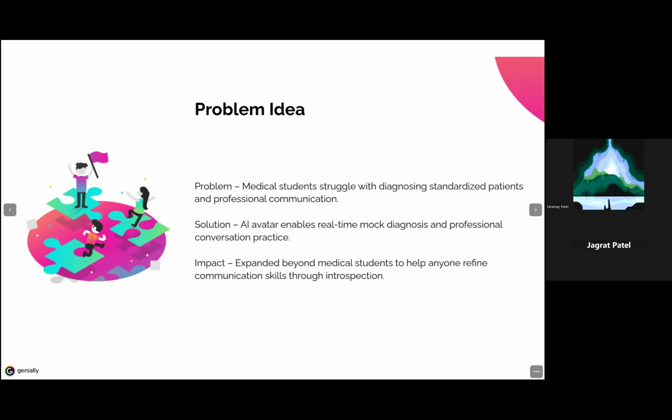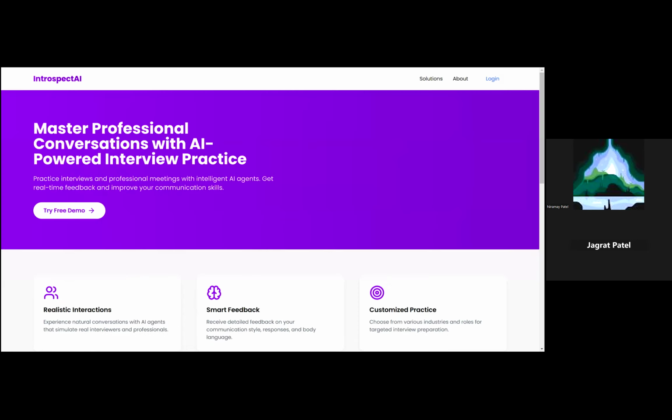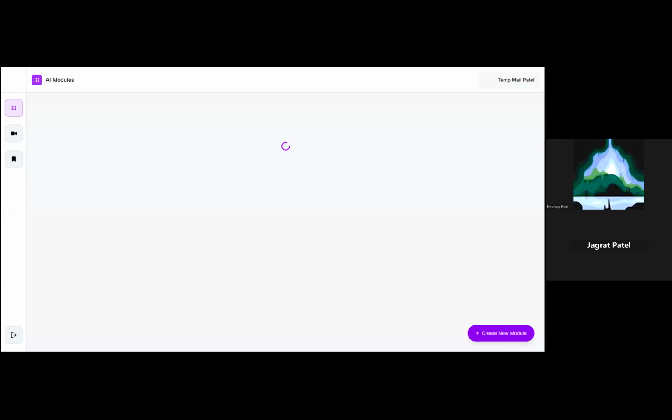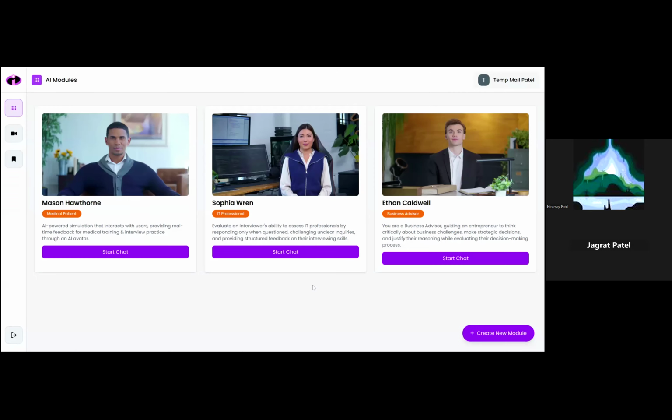Introspect AI allows the user to introspect on his or her mistakes made during the conversation. So here is a real-time demo representing it. So this is what we have created. We have a login using a Firebase system, which is quite simple. This is the AI modules and the dashboard it's going to present. First, we are going to test the medical patient.